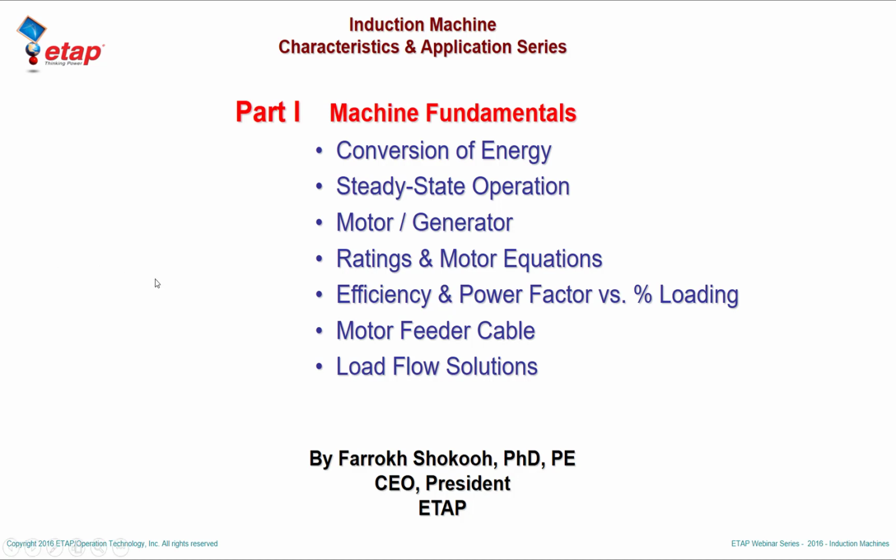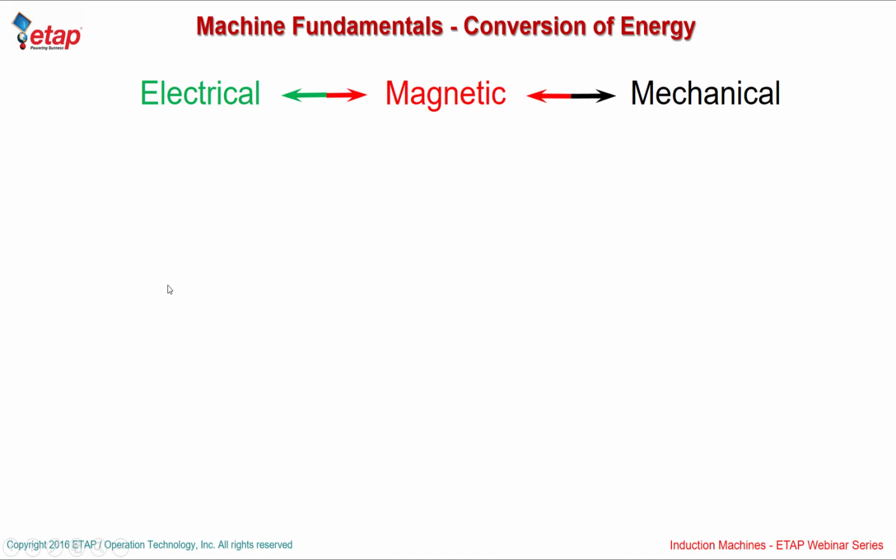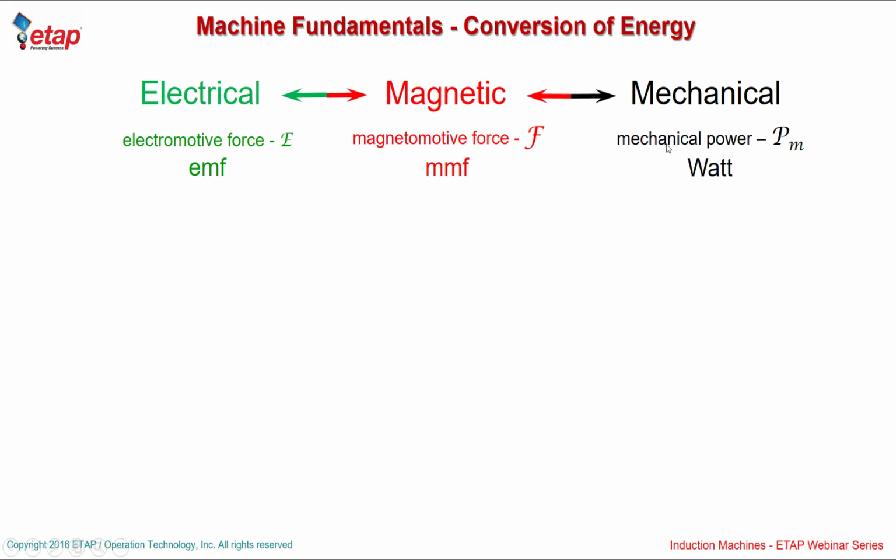So to start with conversion of energy, we're going from electrical to magnetic to mechanical energy. The first part, on the electrical side, we deal with electromotive force, which is designated by capital letter E, and that is your EMF. The second part, on the magnetic side, is MMF, magnetomotive force, designated by letter F. And the third part, the mechanical energy, we talk about mechanical power in watts, or we can talk about torque or mechanical force.